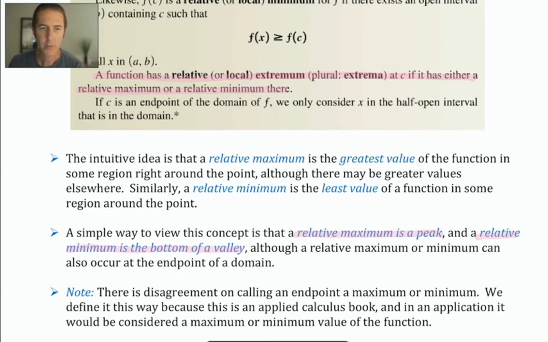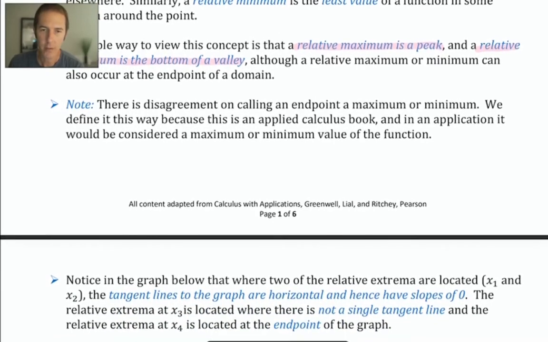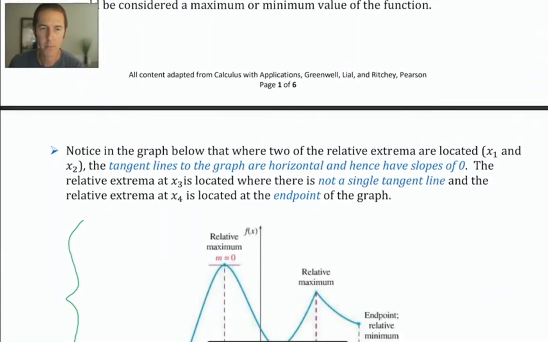Let's see. I actually like this first bullet. The intuitive idea that a relative maximum is the greatest value of the function in some region right around that point, although there may be greater values elsewhere. I think that's a really good way to think of a relative maximum, and then a relative minimum is, as they describe in the next bullet, the bottom of a valley, and the relative maximum is a peak, or the top of a hill, as I will often say. And then here's another mention about disagreement about calling endpoints maximums or minimums. We're going to get to a graph where I'll talk about that again.